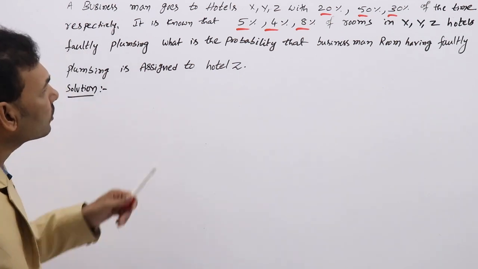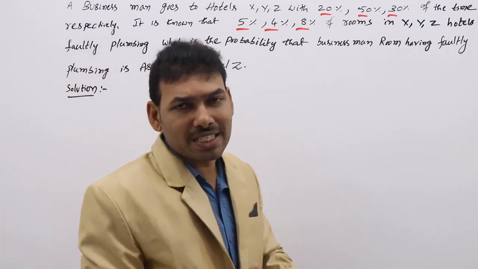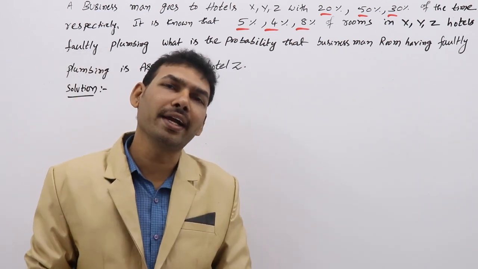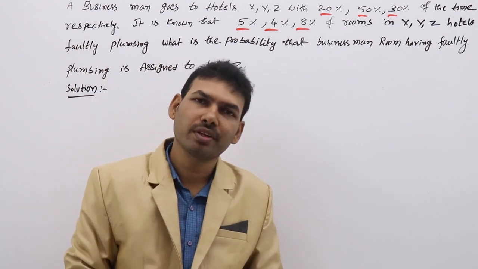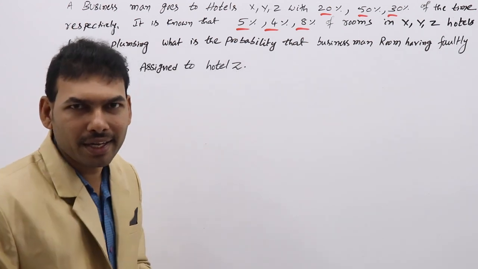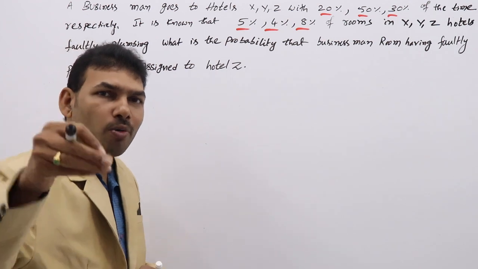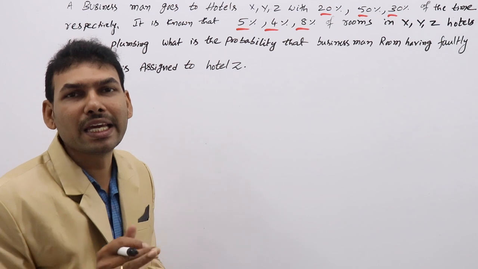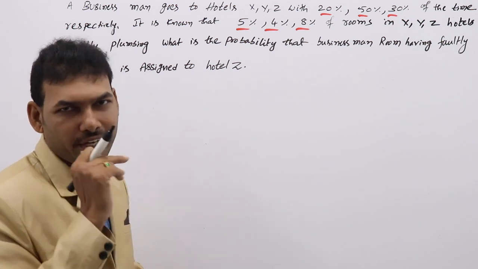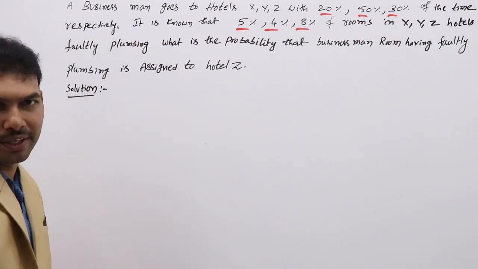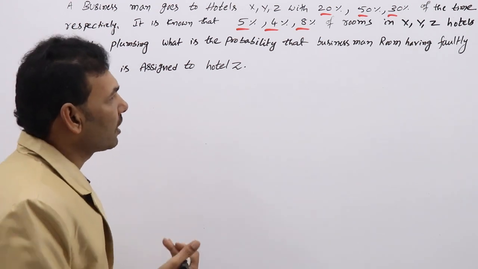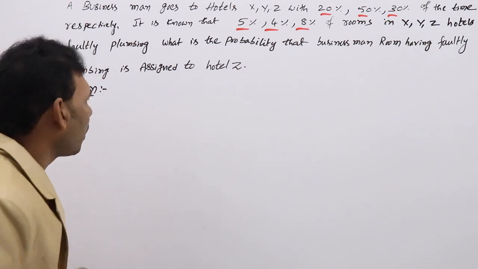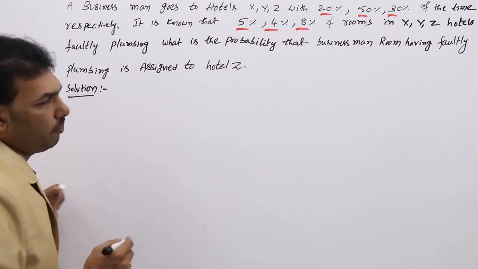Now, a room is assigned to the businessman that has faulty plumbing. Now we need to find whether it is from Hotel Z. Here the room is assigned already. So what is the probability that the faulty plumbing room assigned to the businessman is from Hotel Z? That we need to evaluate. So first we are framing the given data. Then we can understand which principle we have to apply for solving this problem.